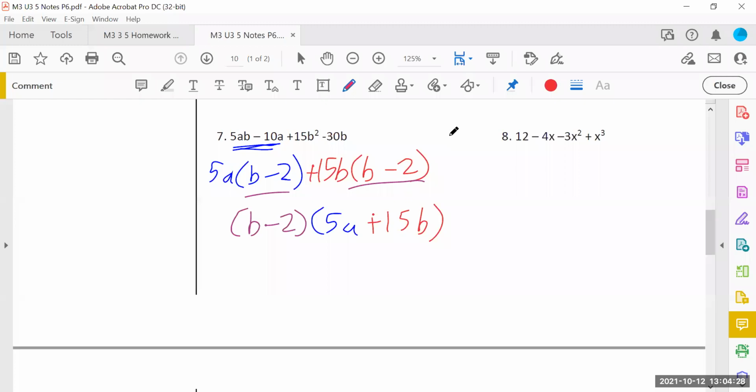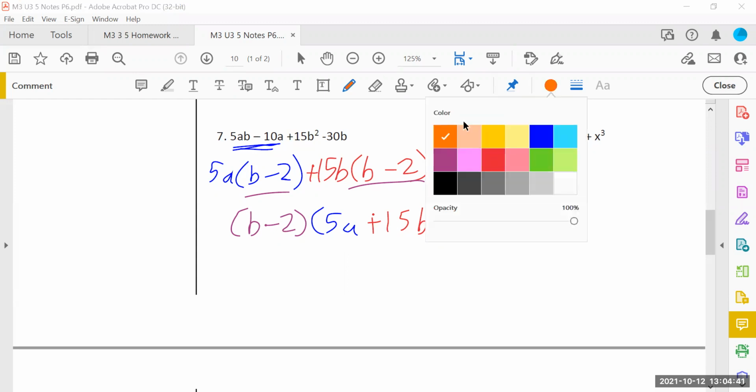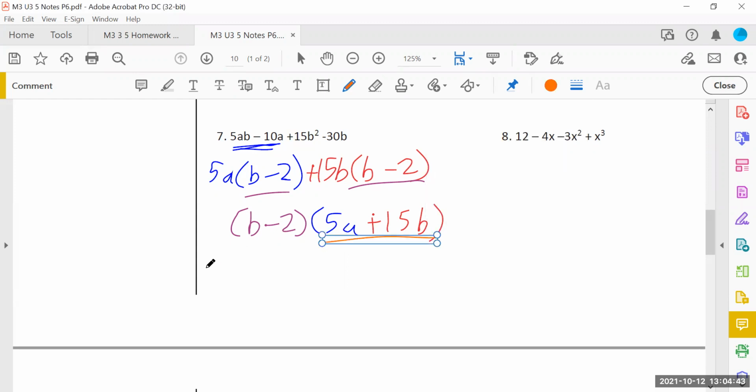Am I done? What is left? What can I still factor? Michael? 5. A 5. Does everybody see that? From this second set, these both have 5s. So I can take that out. And so right here, I'm going to take that 5, put it on the very front, be left with a plus 3b. And then I still have that b minus 2.